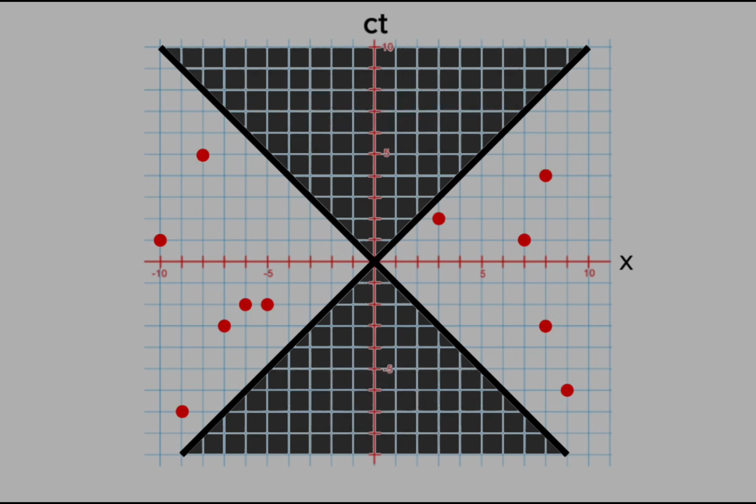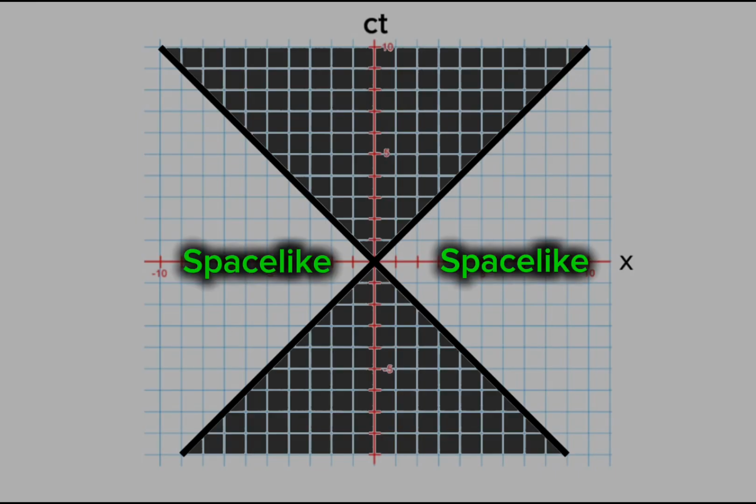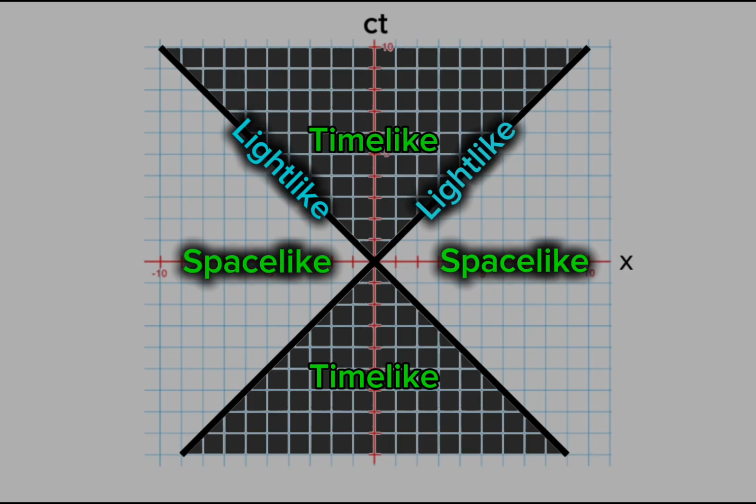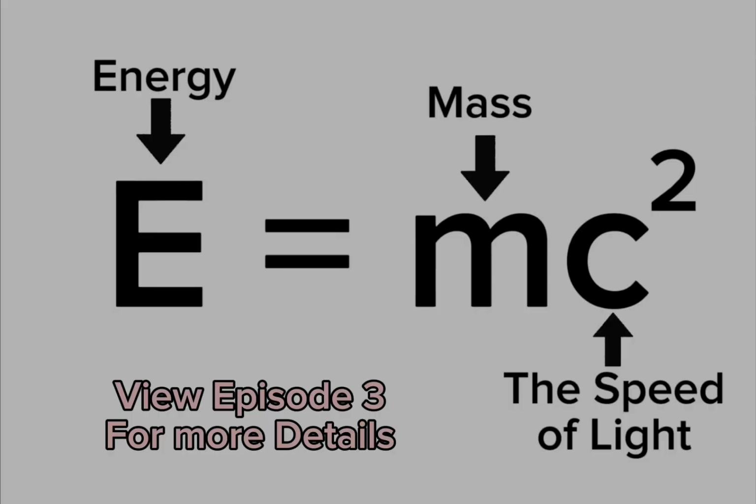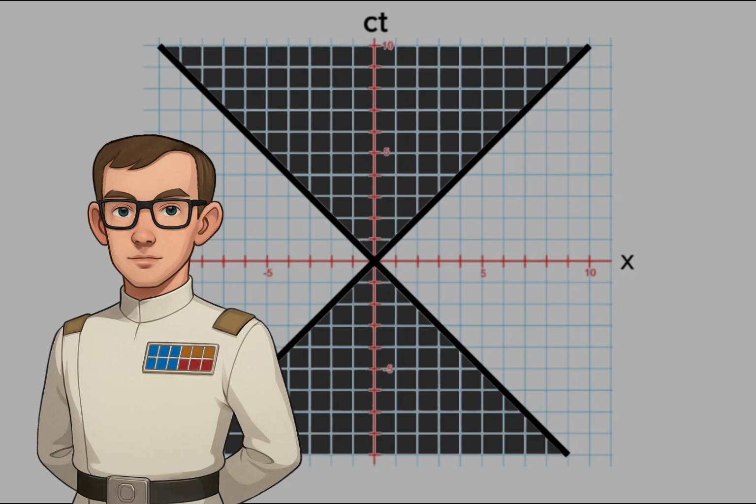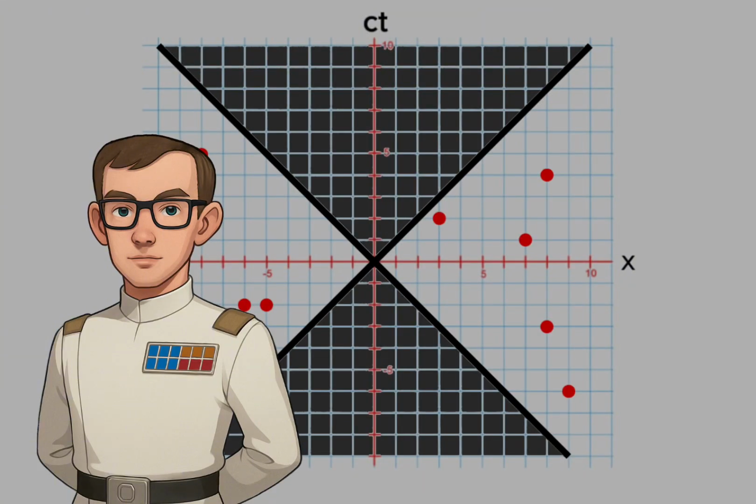Any events outside of the light cones cannot influence or be influenced by the origin. They are called space-like events. Events within the light cones are called time-like, and events on the world lines are called light-like. Because of mass-energy equivalence, nothing with mass can travel faster than the speed of light. For this reason, information from one spacetime event cannot travel faster than the speed of light to affect another event. This preserves causality. Space-like events cannot influence the origin, and the origin cannot influence them.